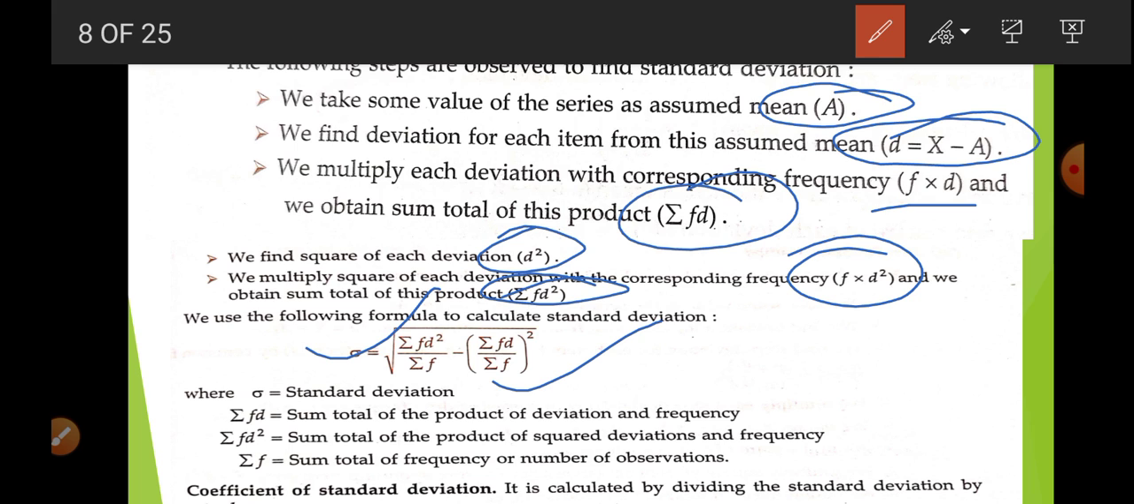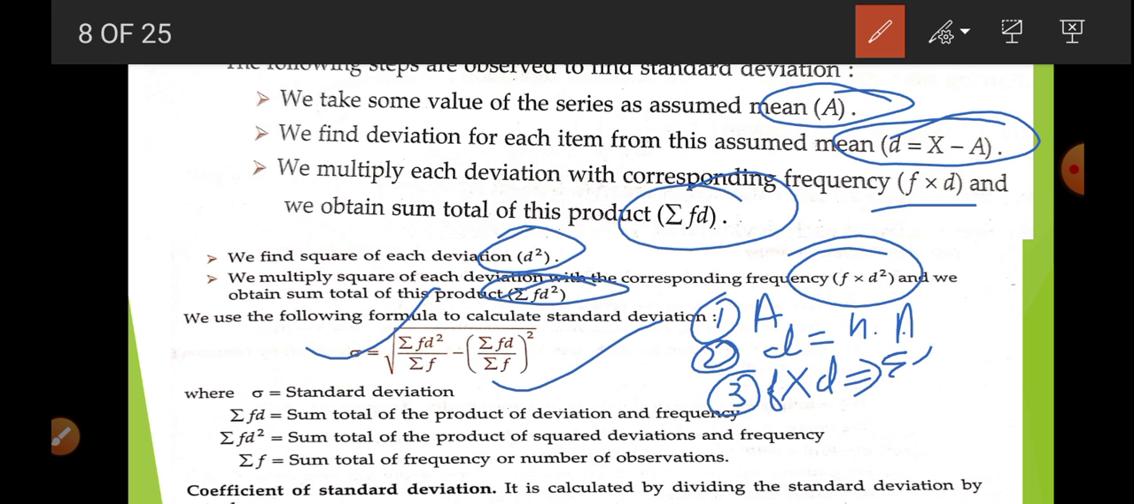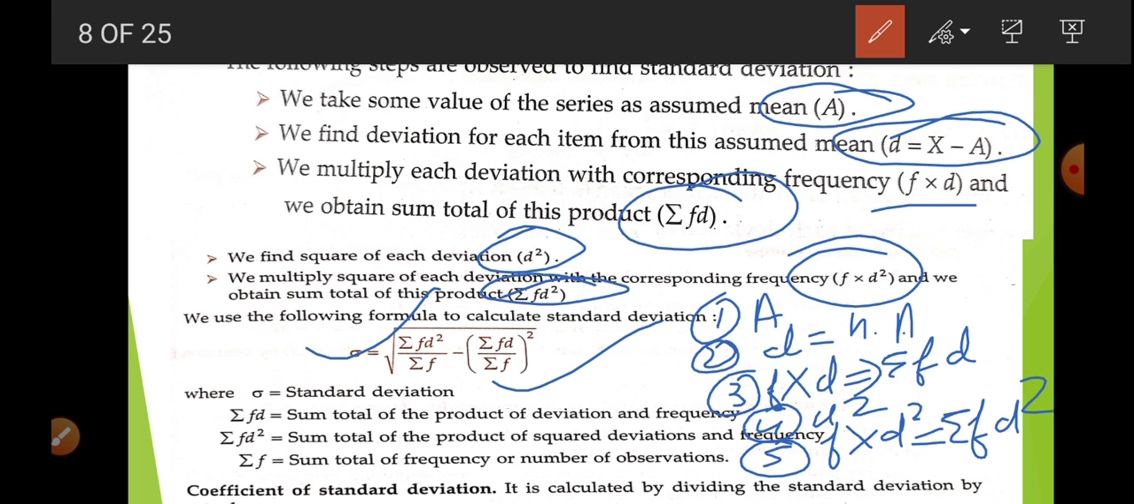Okay, so in the shortcut method, first take any number as the assumed mean. Second, calculate d, that is x minus a. Third, f multiplied by d, and do its sum total, that is sigma fd. Now at the fourth step, calculate d square. Fifth, multiply f and d square, do its sum total, and put all these values in this equation. You will be able to get the answer. You can use any method, the answer is going to be the same.